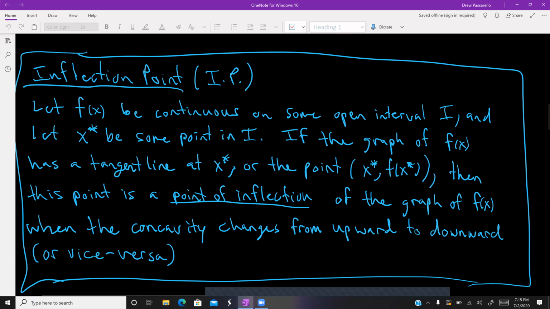If the graph of f of x has a tangent line at x star, or the point x star comma f of x star, then this point is a point of inflection of the graph of f of x when the concavity changes from upward to downward, or vice versa, downward to upward. Switching concavity is what a point of inflection is. It's the point where it switches concavity, and I'm calling that x star for where the x coordinate is of that point.